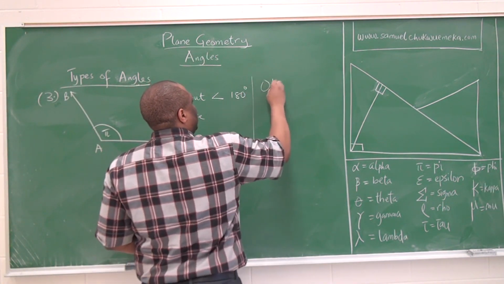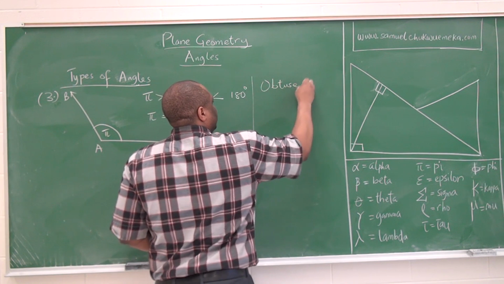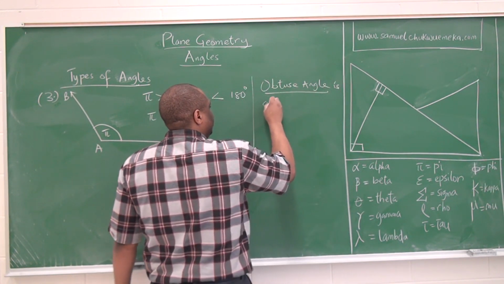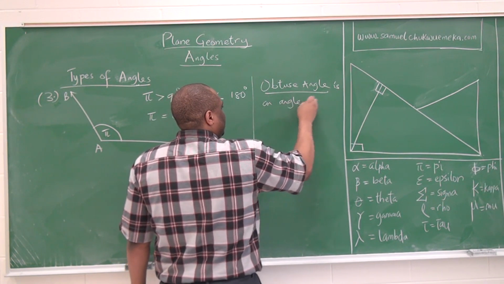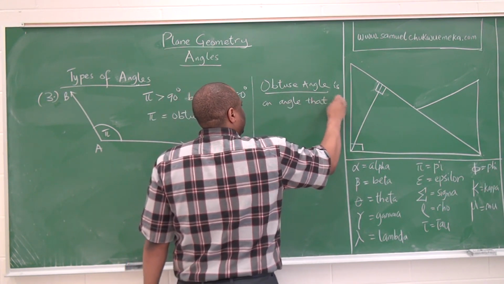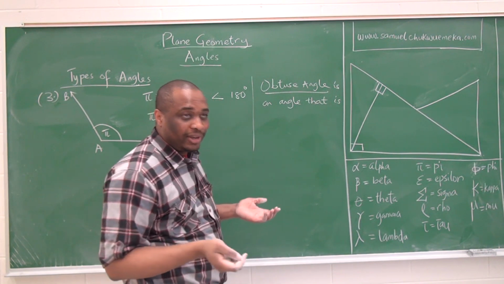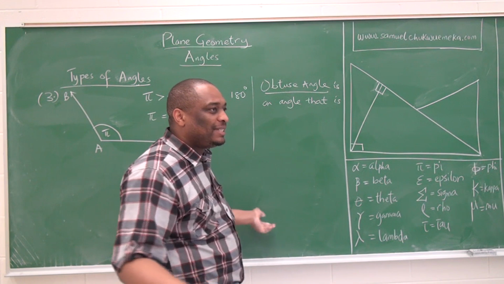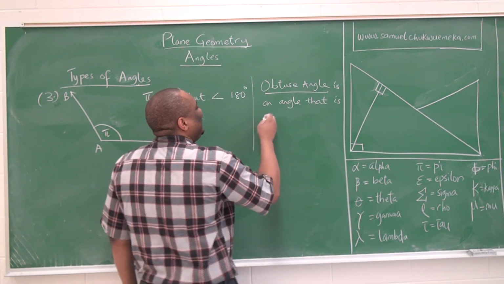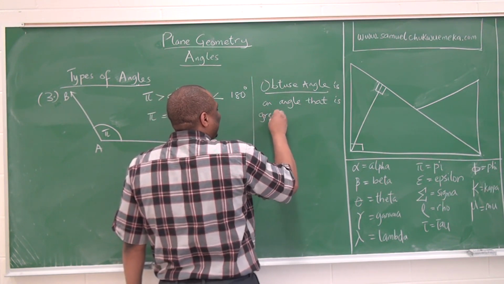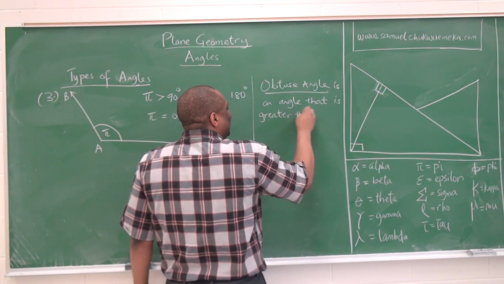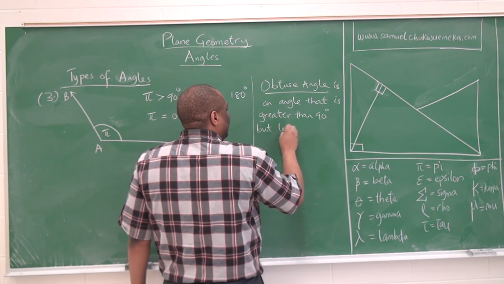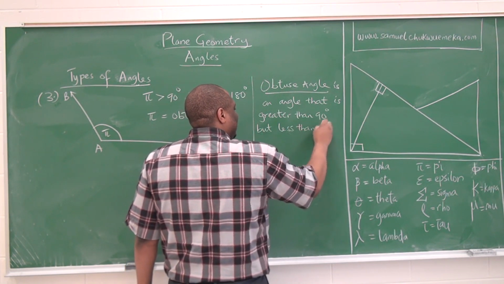So the third type of angle is the obtuse angle. An obtuse angle is an angle that is greater than 90 degrees. Some people pronounce it differently, but it's an angle that is greater than 90 degrees, but less than 180 degrees.